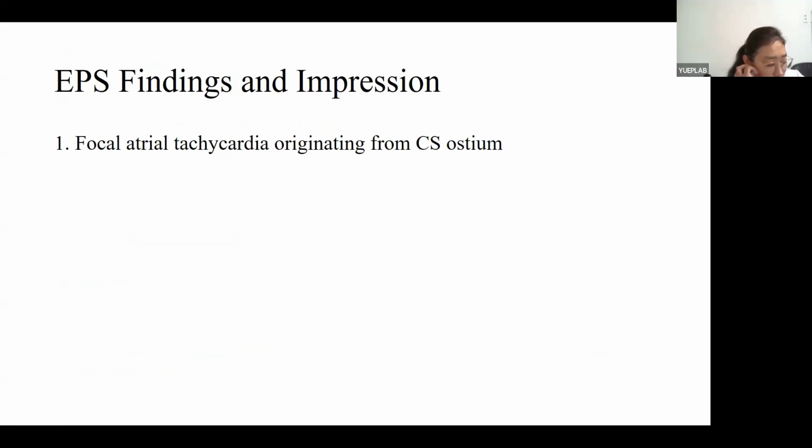The reason I chose this ECG is that I tried several ECG algorithms to localize the atrial tachycardia, but none of them gave me a confident answer. This case taught me that thinking about the three-dimensional electro-anatomy and the direction of activation can be more helpful than relying on an algorithm alone.